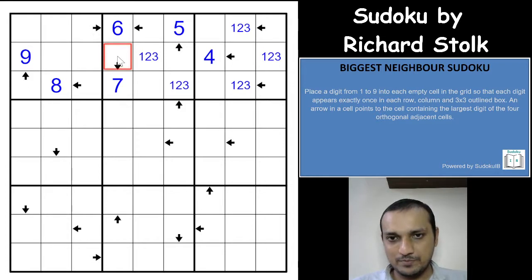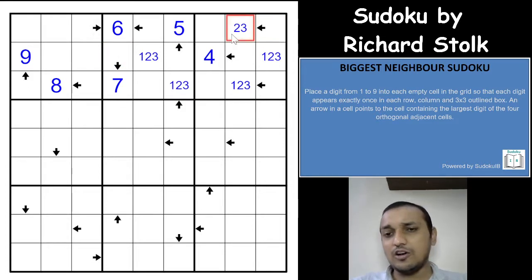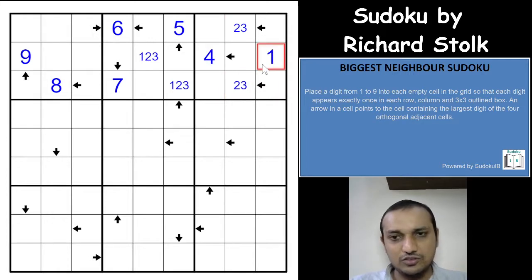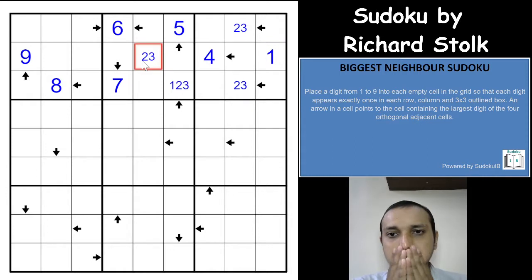This arrow cannot point to the 1. 1 cannot be the maximum digit for any arrow. The same goes for this arrow, it cannot have a 1 pointing here. So this is a 1 here, that removes 1 from this cell.